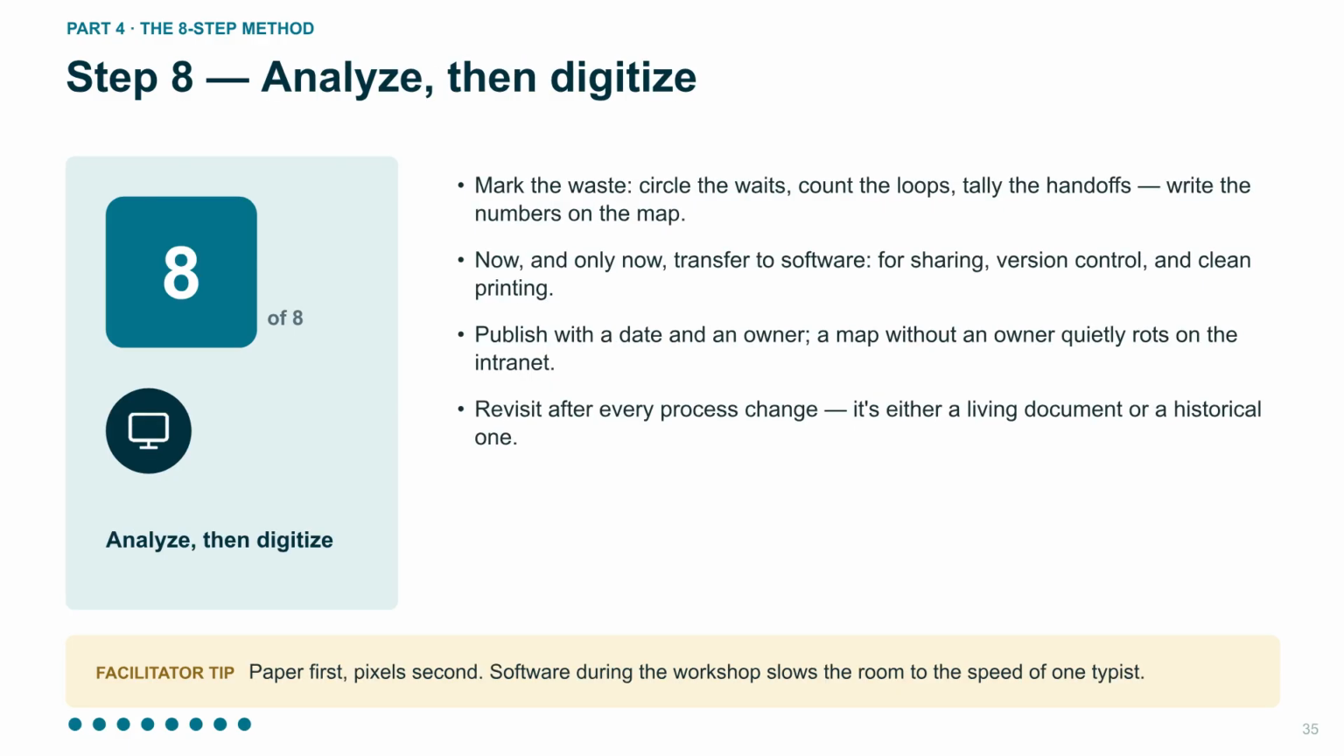Step 8. Analyze, then digitize. Mark the waste, the weights and loops on your paper map before moving to software. Finally, add a date and owner. An unowned map will quickly become obsolete.